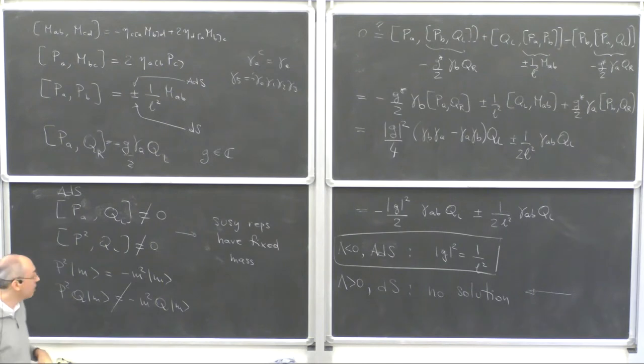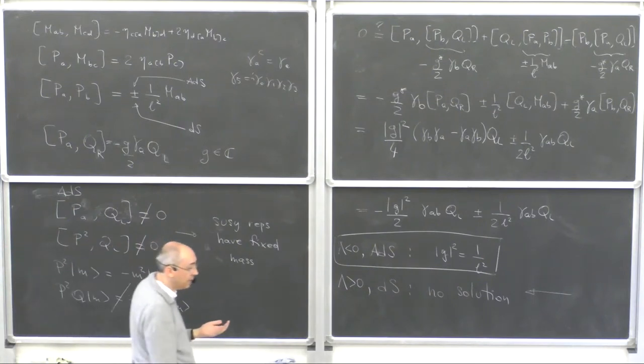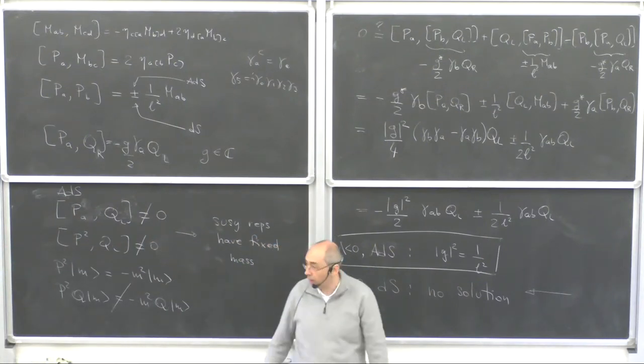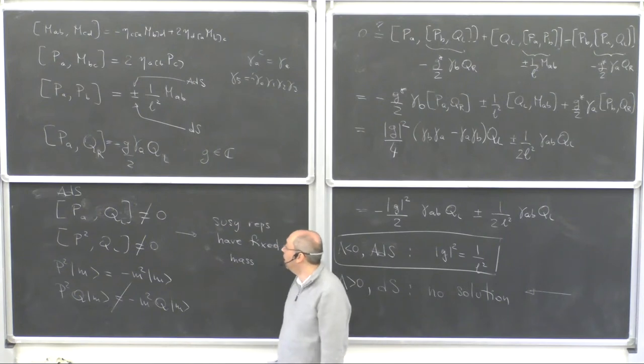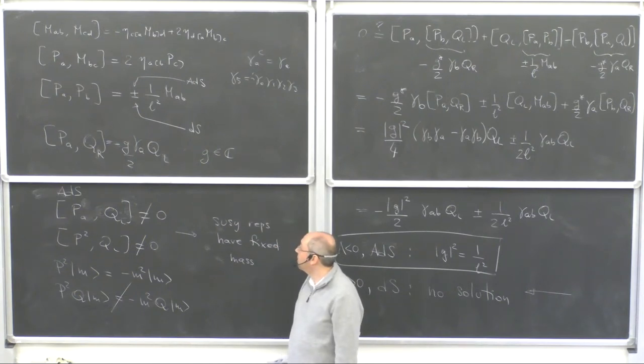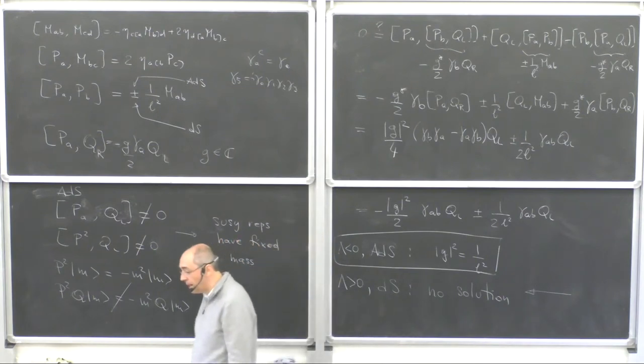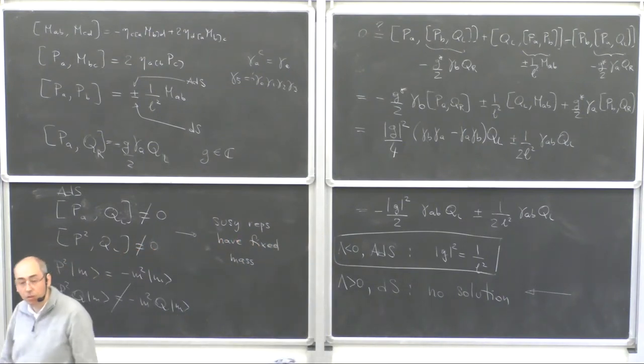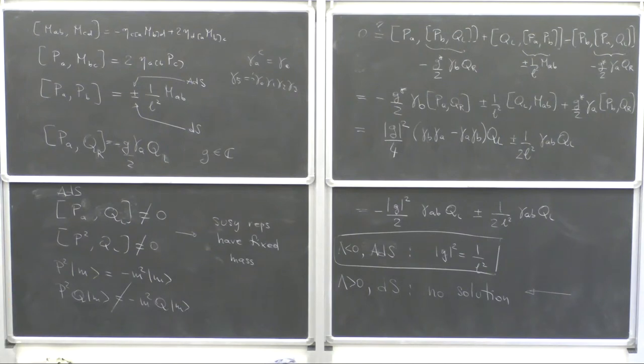Actually, the big problem is precisely that in anti-de Sitter, it's problematic to define a mass, because p square is not a Casimir and doesn't commute with the Casimir of the algebra. And so what do you call mass? There are different definitions in the literature.